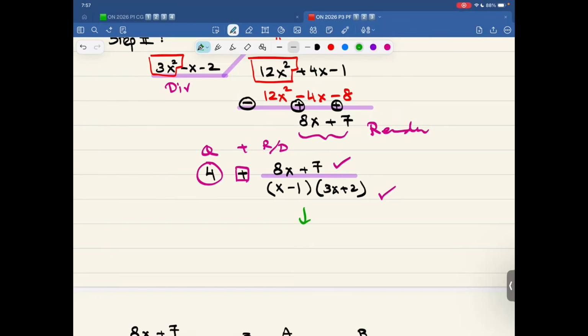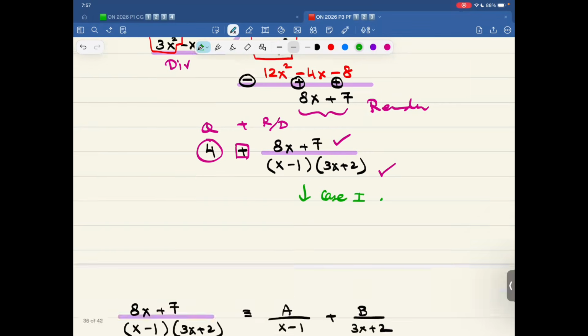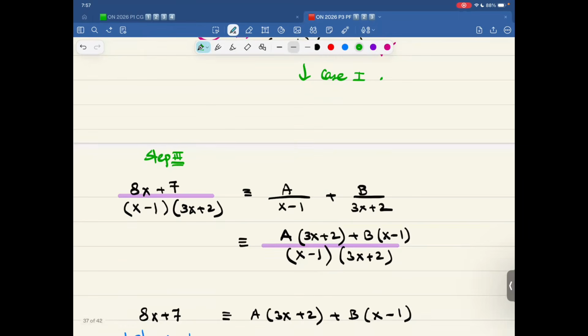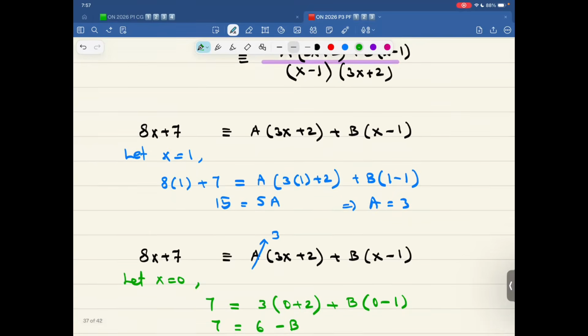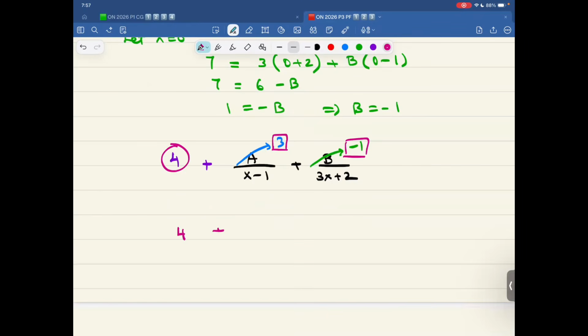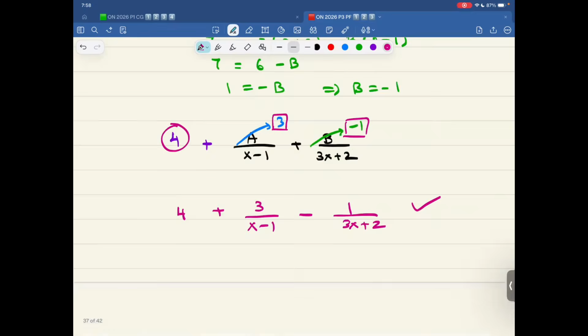Now this is case number 1. So if it's case number 1, then we work it out. So technically this is step number 3. Step number 3 is the partial fraction step. So this is a constant over the first factor, another constant over the second factor. We do the working, and these are the fractions that we get. Don't forget to write the quotient back. 4 plus 3 over x minus 1, negative 1 over 3x plus 2. Of course, you can also write it as 4 plus 3 over x minus 1 minus 1 over 3x plus 2. That is the final answer.